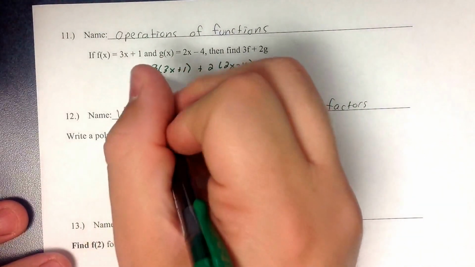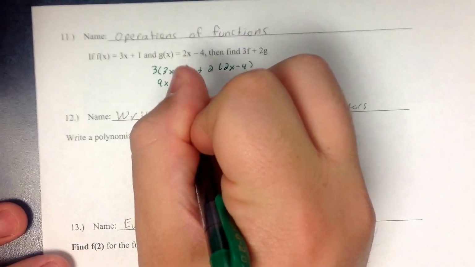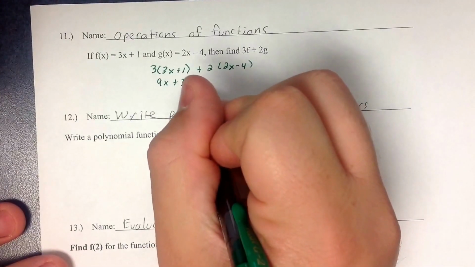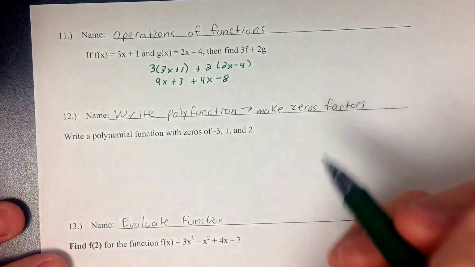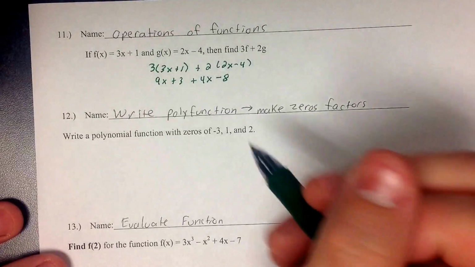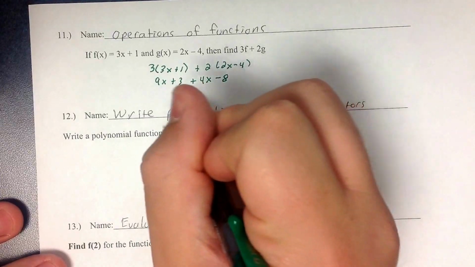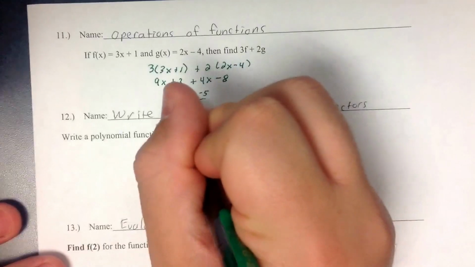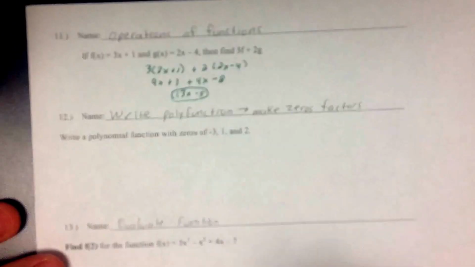So 3 times 3x is 9x, 3 times 1 is 3, then I got 2 times 2x is 4x, so plus 4x, and 2 times negative 4 is negative 8. Then I just combine like terms. So 9x and 4x is 13x, 3 and negative 8 is negative 5. So 13x minus 5.